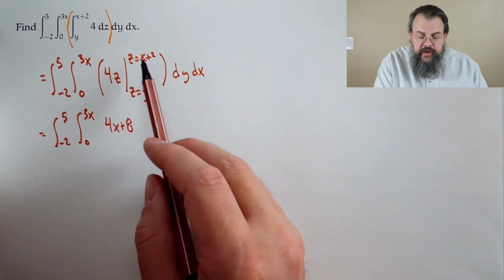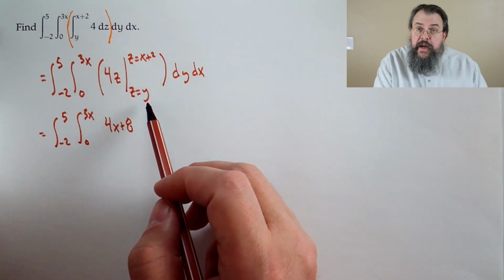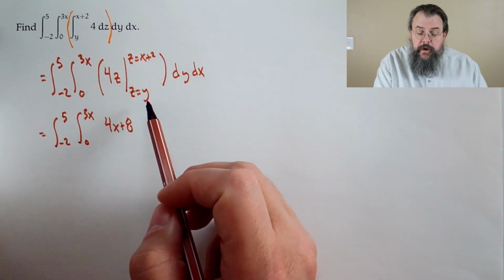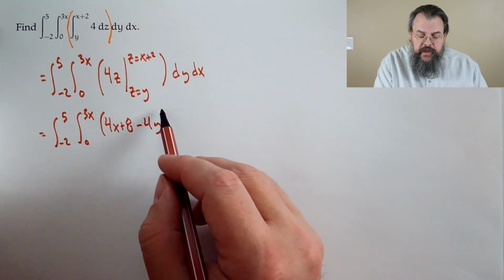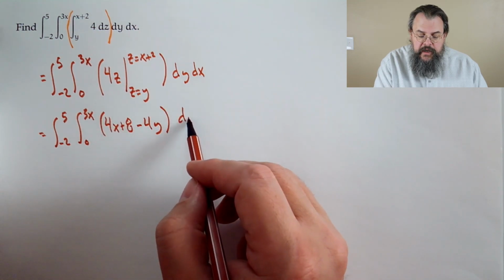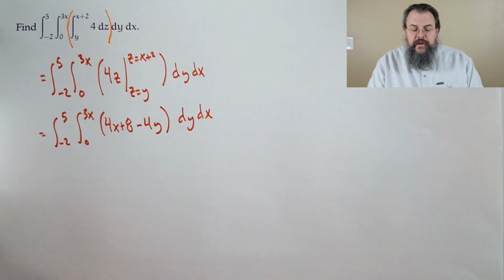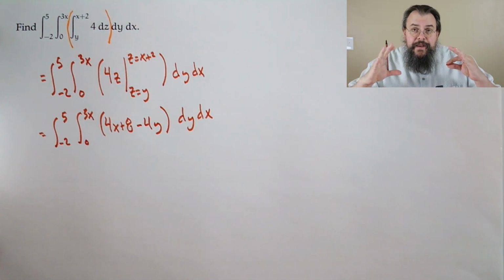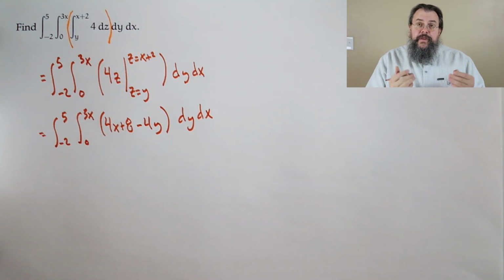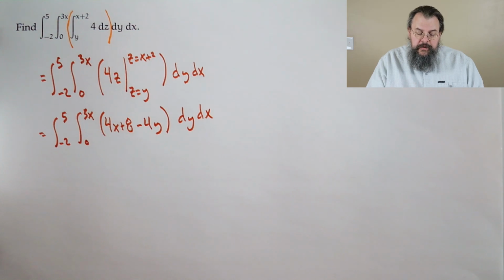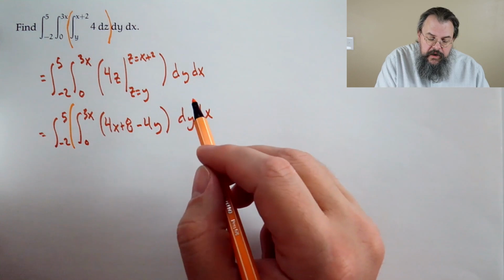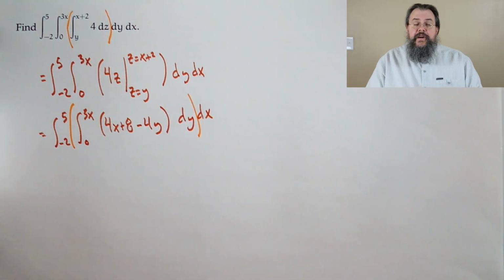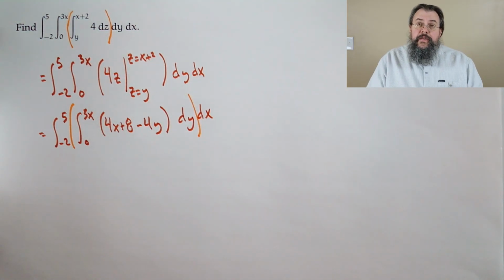So that's when we plug in the top. Subtract 4 times y. All right, there we go. And we're going to integrate dy dx. Okay, so we integrate the inner layer and evaluate. All right, well now we do it again. Go to our next layer. There's our next layer, and we're going to integrate that.